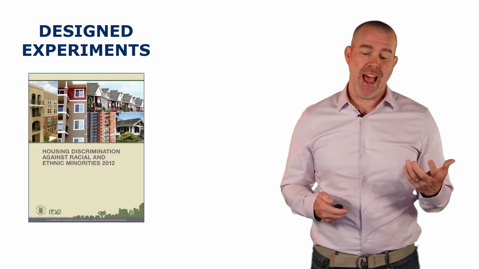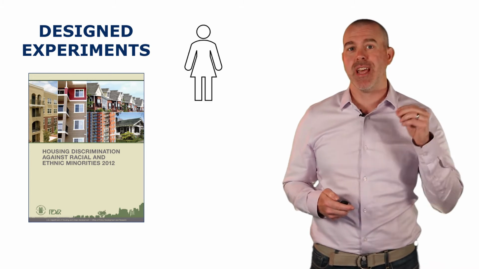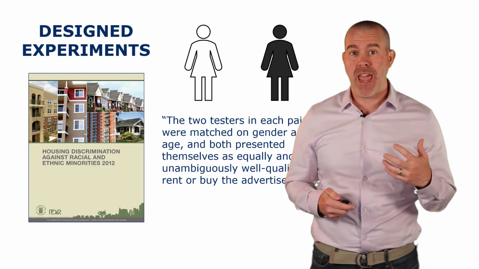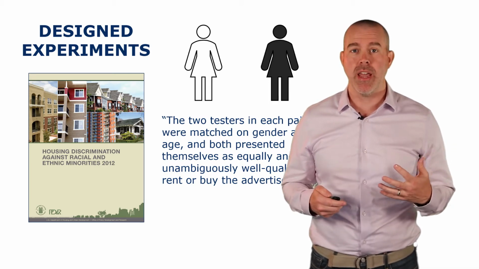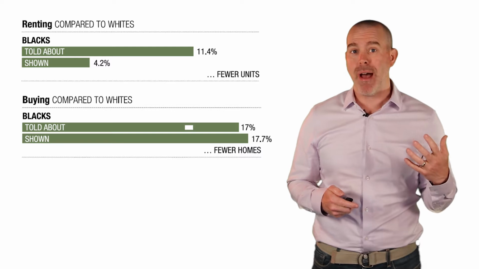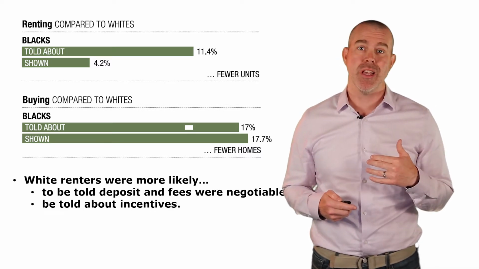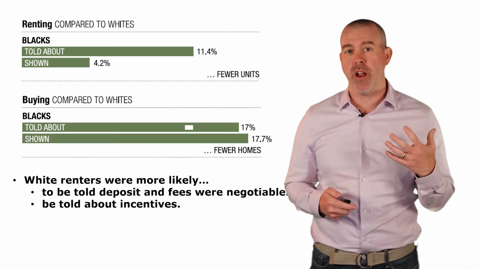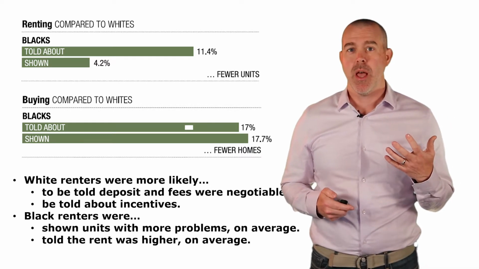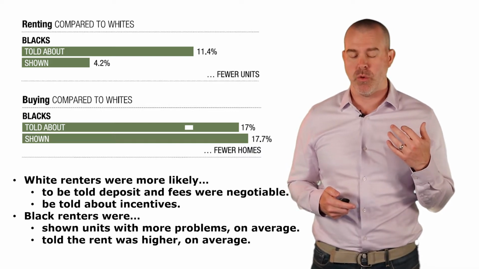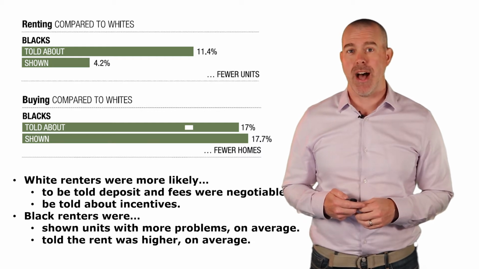One of them was in housing discrimination, where testers sent out white home buyers and black home buyers. They were matched according to gender and age and equally qualified. What they found is that compared to whites, black renters were told about and shown fewer units. White renters were more likely to be told that the fees were negotiable and also more likely to be told about incentives. Black home buyers were more likely to be shown units with more problems and were told on average that rent was higher.